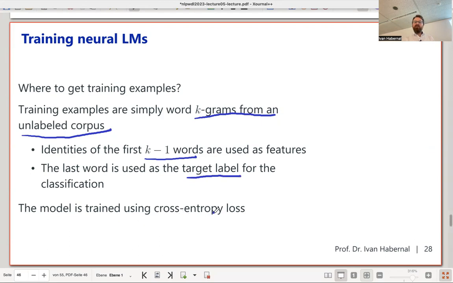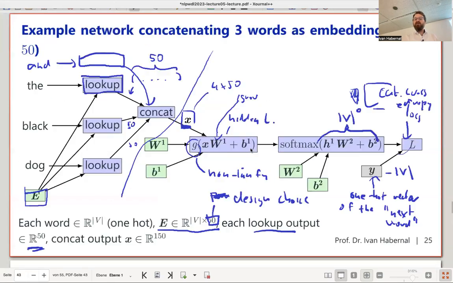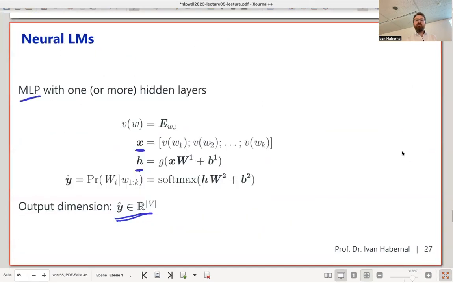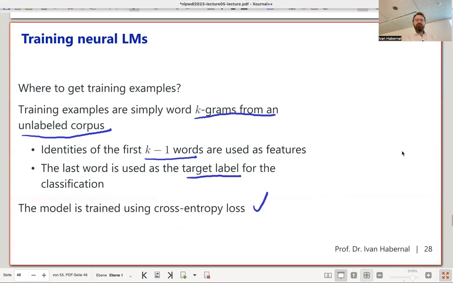And the model is trained using categorical cross-entropy loss. So this is something you should already also know because we're using softmax here. So two vectors, and the loss is categorical cross-entropy. Okay, so this is just summing up what we talked about.